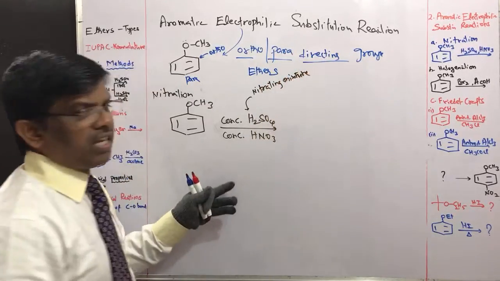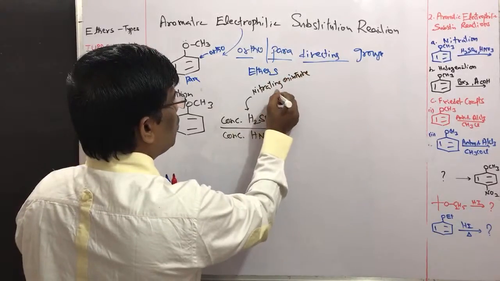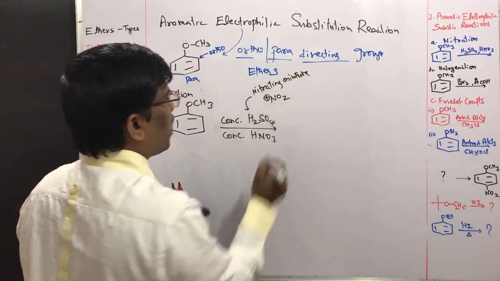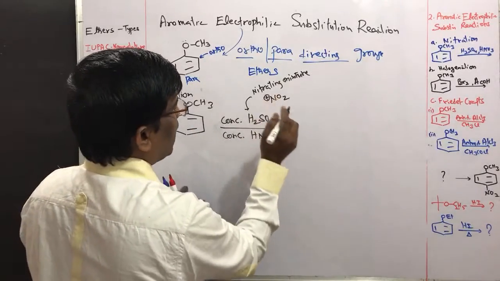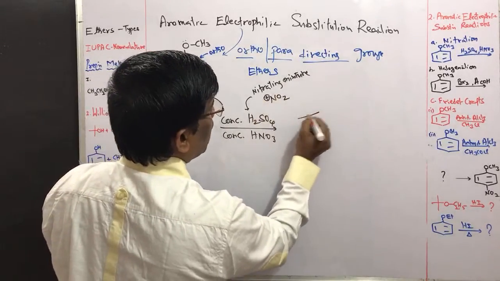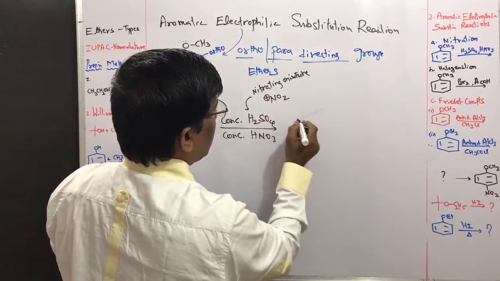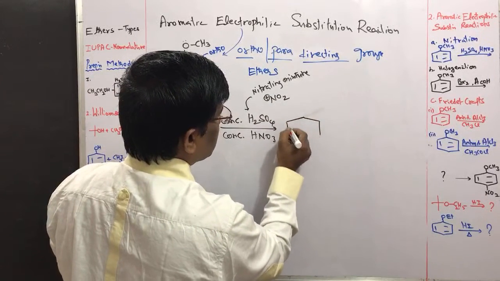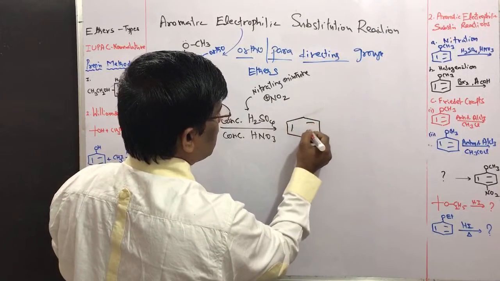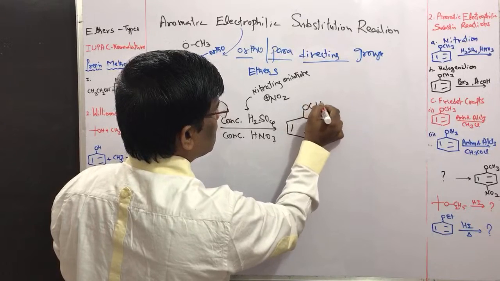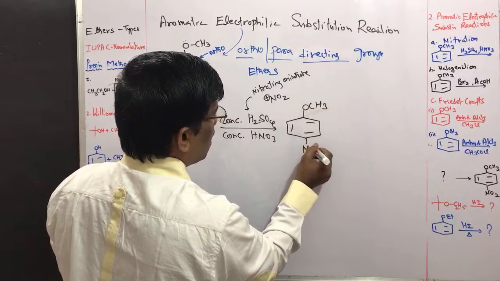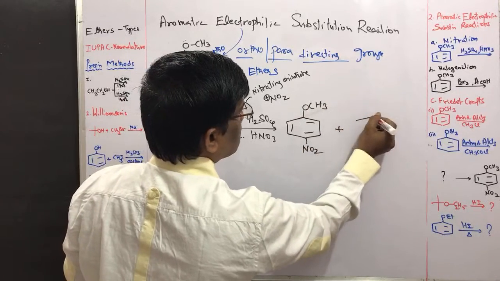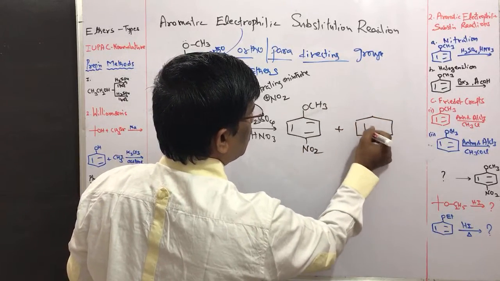This nitrating mixture generates the NO2 electrophile, and I am going to give the mechanism. With the NO2 electrophile, nitration takes place at 2 positions. What are the 2 positions? This is para, plus this is ortho.